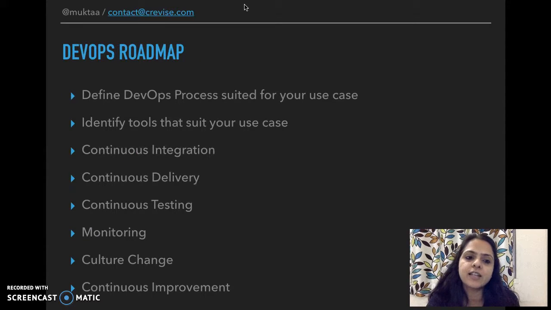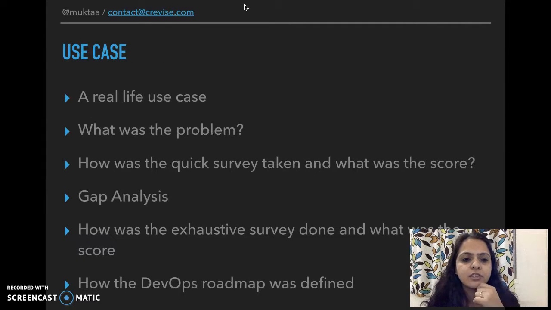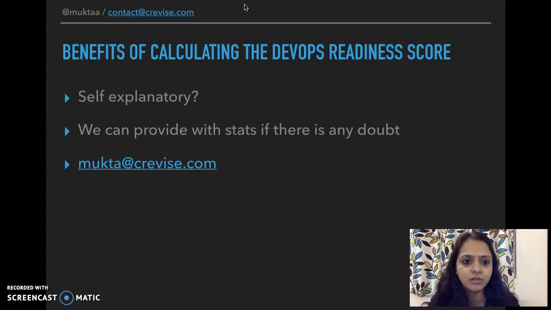Using this survey, you are able to define a DevOps roadmap consisting of different things, like identifying the tools and the various phases of the roadmap of DevOps, like continuous integration, delivery, testing, monitoring, cultural change, continuous improvement. And then I'll run you through an interesting use case, or rather 2 use cases, and talk about how we found out where they lie in terms of DevOps readiness, and how we can build a DevOps roadmap for 2 of our clients.